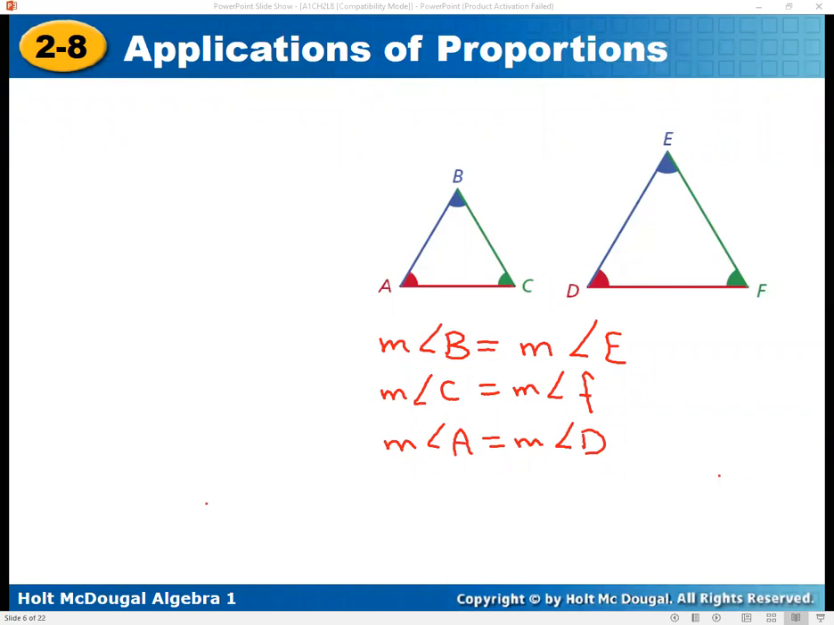This is called each two corresponding angles are equal in measure. So we can now say that the triangle ABC is similar with the triangle... I started with the letter A in the smaller triangle, so we have to start with which letter in the other triangle? D. Yes. E, F. So it should be D, E, F.